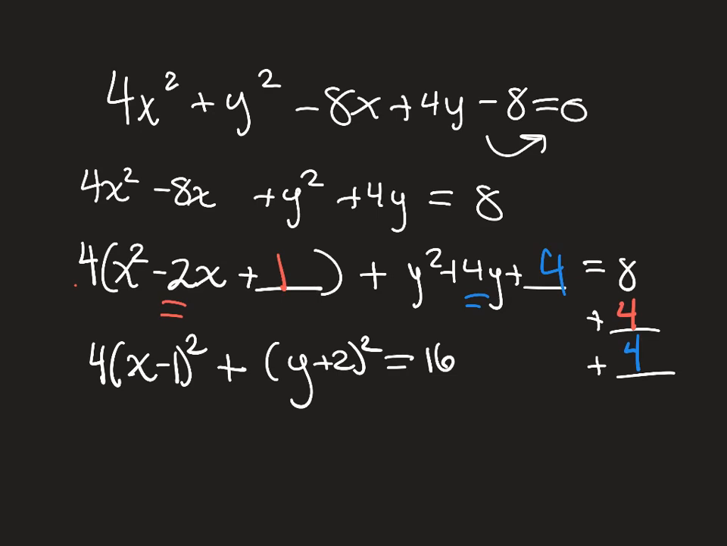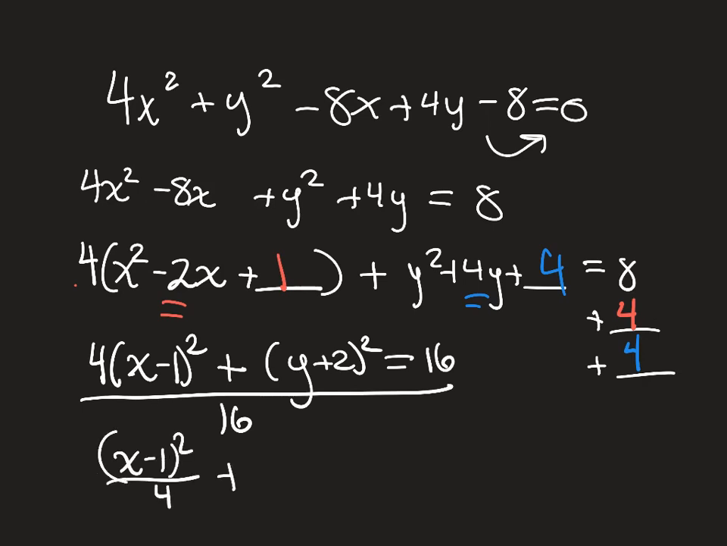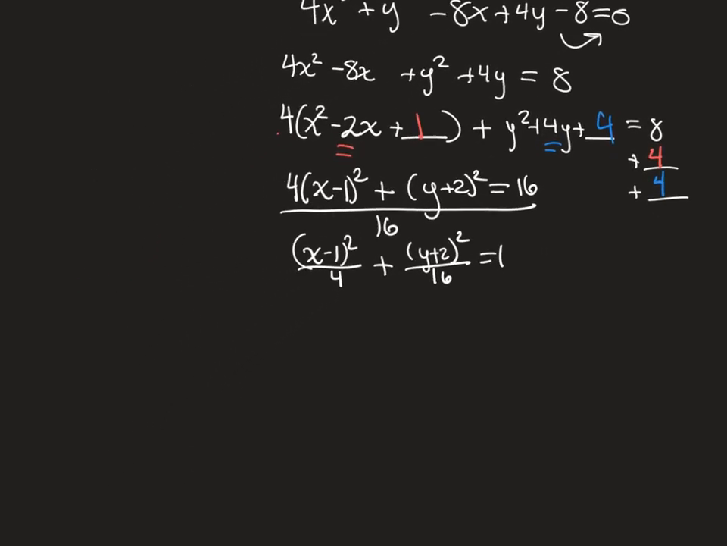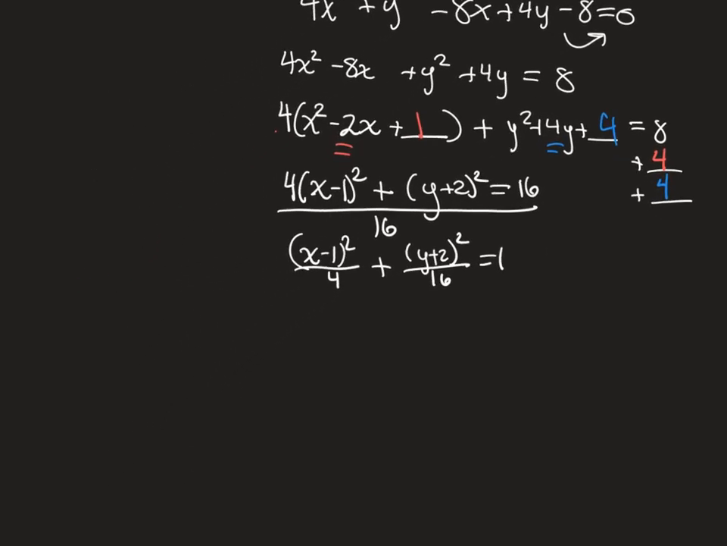Remember, ellipses and hyperbolas have to equal 1. So I'm going to divide everything by my 16. And you're going to get x minus 1 squared over 4 plus y plus 2 squared over 16 equals 1. That equation is kind of going to be our key to everything. We're going to need this to find everything.